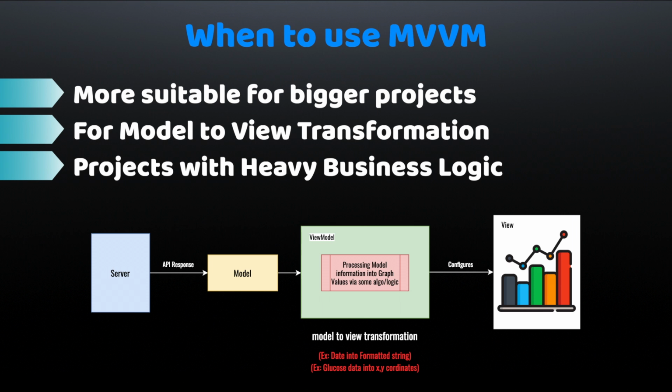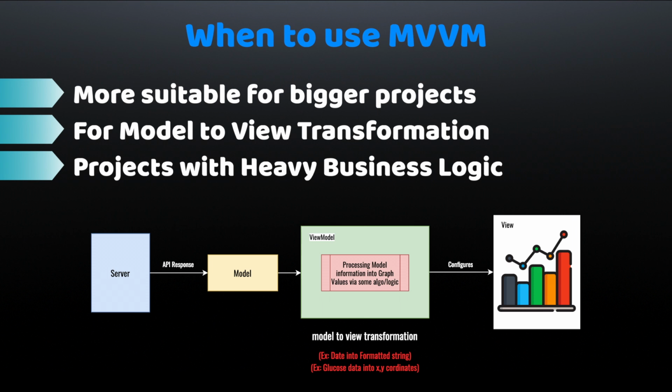The first point is that MVVM architecture is suitable for bigger projects. Suppose you have a bigger application where you need to maintain a larger code base and you need to maintain a clear separation of responsibility among all the logic. In that case, you can opt for the MVVM architecture. For smaller projects, you can go for the MVC or the MVP architecture. They will be more suitable for smaller projects.